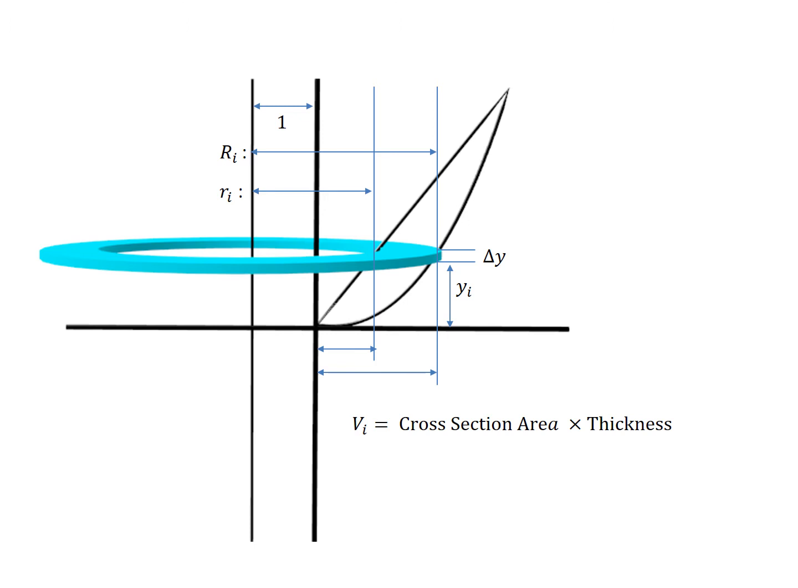So for my cross-sectional area, I have the difference between two areas, one area for a circle of radius capital R sub I, and another area for the circle of radius little r sub I. So I have pi capital R sub I squared minus pi little r sub I squared, and the thickness is change in y. So you can see how this is working out.